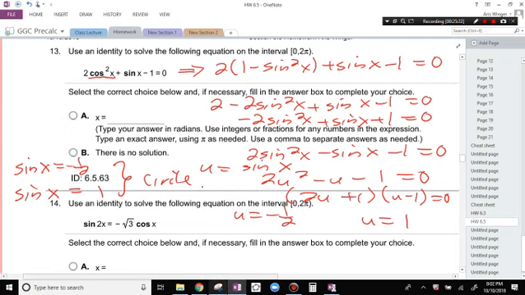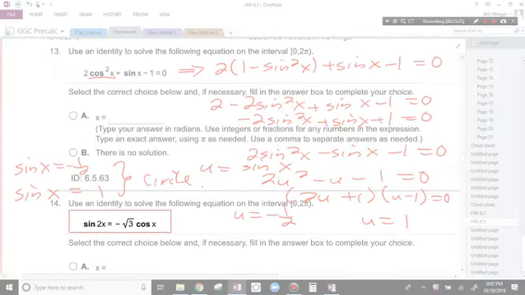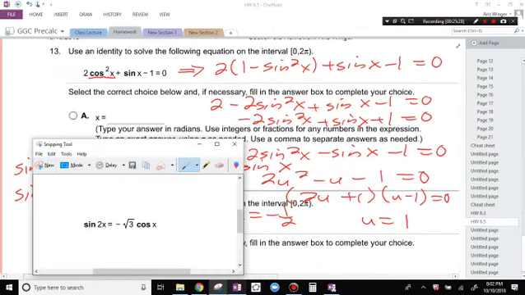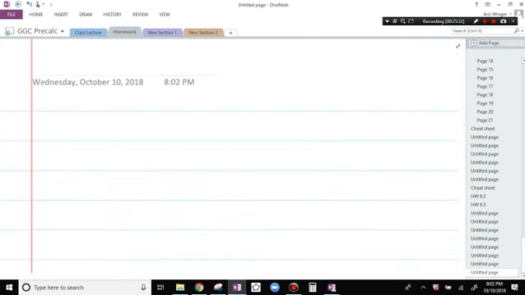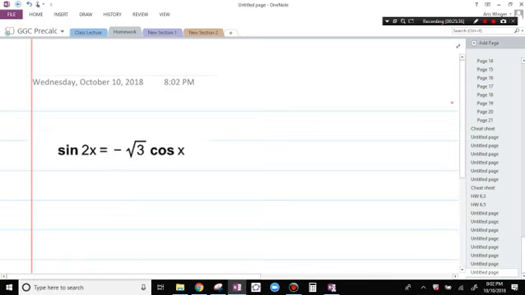Number 14. Slightly tricky. So just be careful. This is also a calc issue sometimes. All right, so sine of 2x, you're gonna write that as 2 sine x cosine x is equal to negative square root of 3 cosine x.